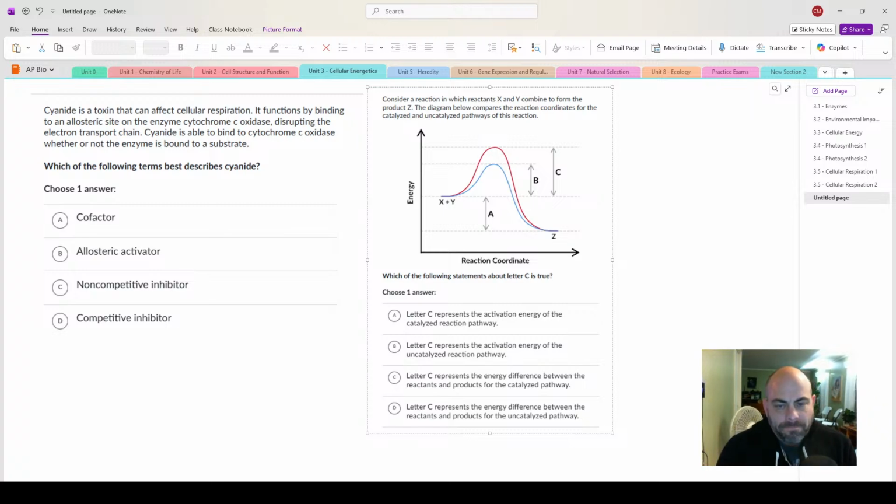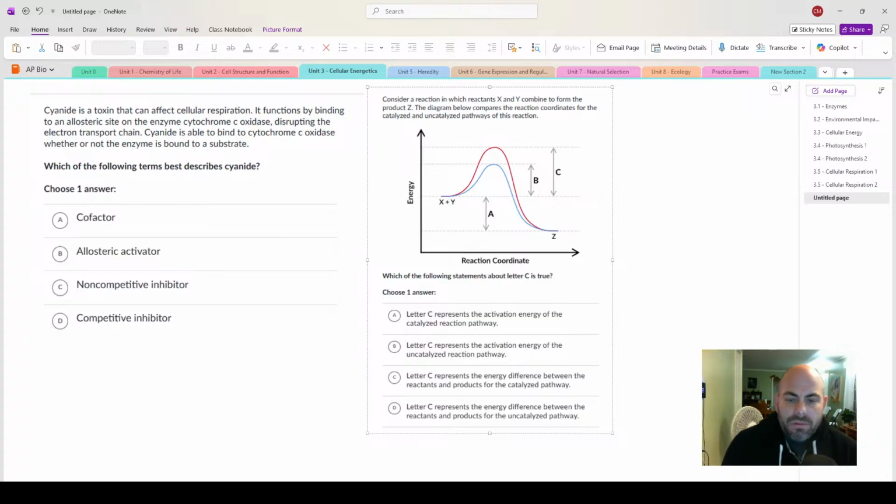All right, so here's a new one. Consider a reaction in which reactants X and Y combine to form Z. The diagram below compares the reaction coordinates for the catalyzed and uncatalyzed pathways of this reaction. Which of the following about letter C is true?